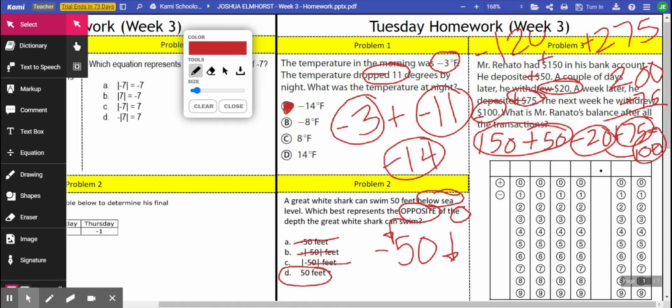So we have $275 and -120, and I could probably take this out of here. There we go. So 5 minus 0 is 5, 7 minus 2 is 5, and 2 minus 1 is 1. So we're going to end up with 155, and then we have more positives, so his account is still positive, $155.